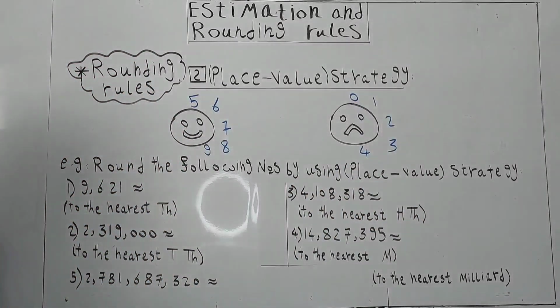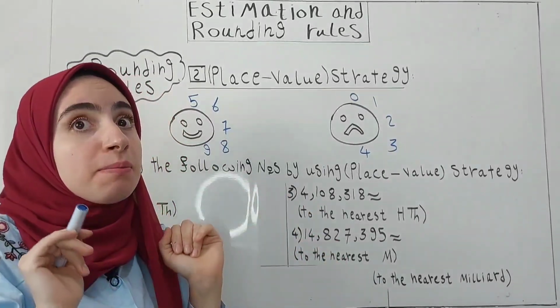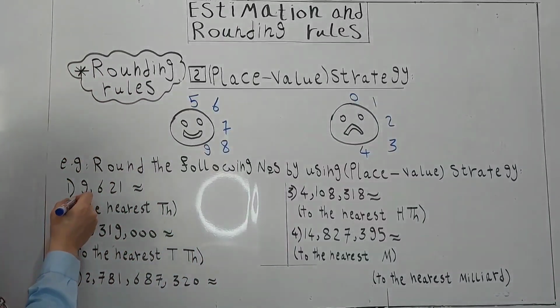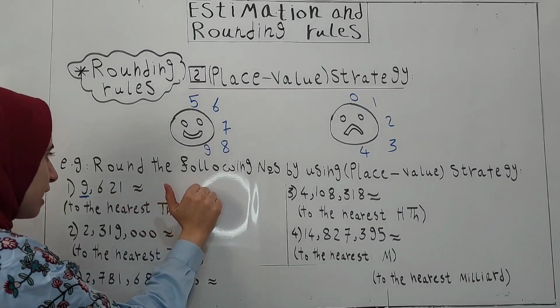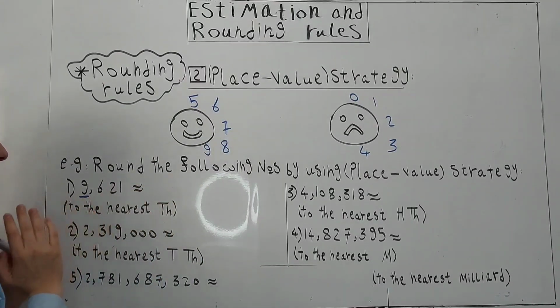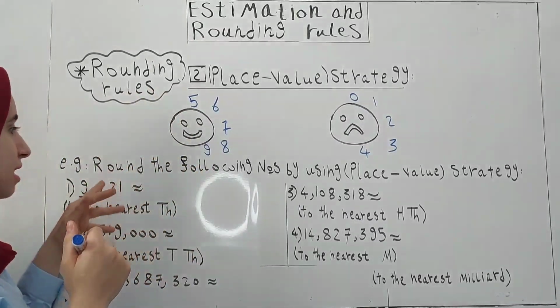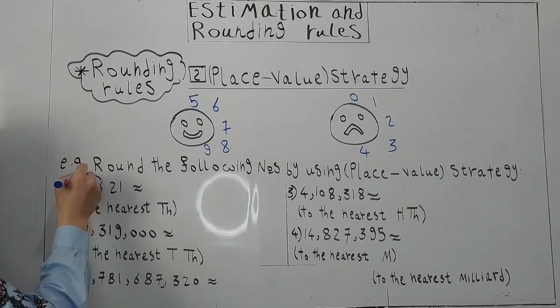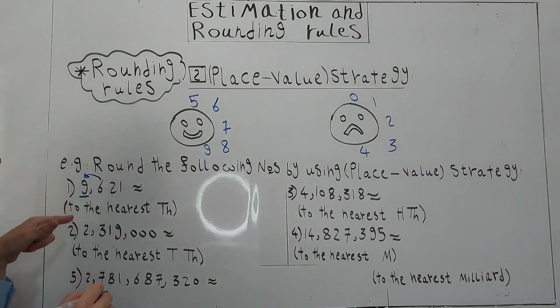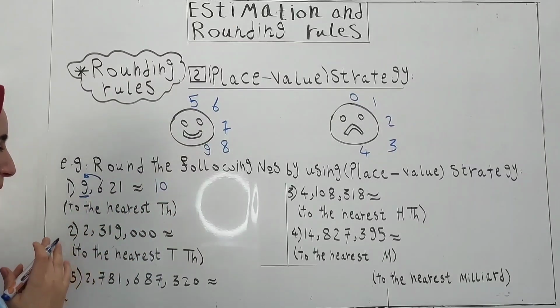The first one, we need to round this number to the nearest thousand. So we're looking for the digit in the thousand place, which is 9. We underline it. And we look at the digit next door, which is 6. Now, is 6 a happy number or a sad number? 6 is a happy number. So, the digit 6 adds 1 to the digit 9. So we cross out 9 and write 10.